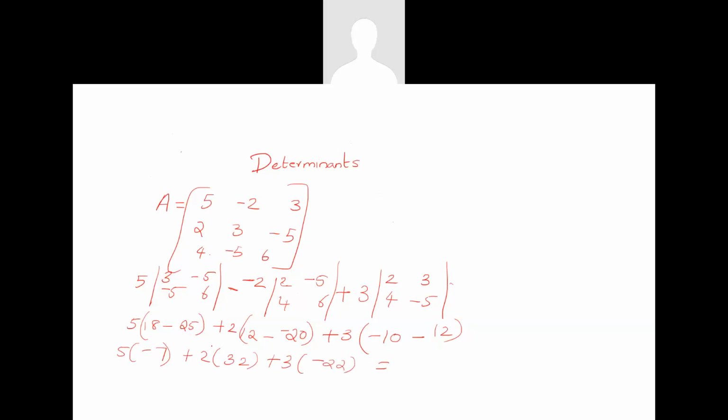Right? Now how do you write this? What is 5 into minus 7? It is minus 35 plus what is 2 into 32? It is plus 64. Isn't it so? Then you have plus 3 into minus 22, just minus 66, and you add up all these, minus 35 plus 64 minus 66, so that would be equal to minus 37.